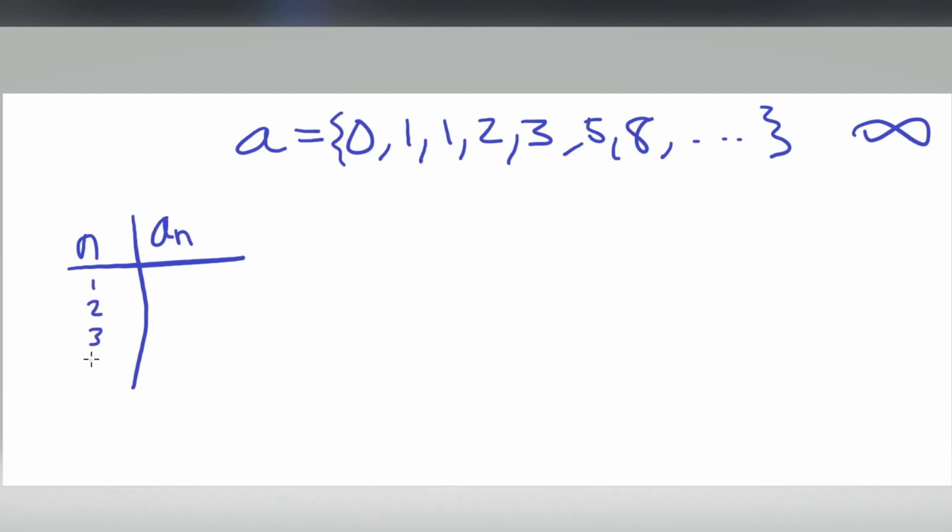So I'm just going to write out the first, let's say, 6 terms. 1, 2, 3, 4, 5, 6. And this will be 0, 1, 1, 2, 3, 5. Now, what are the patterns?